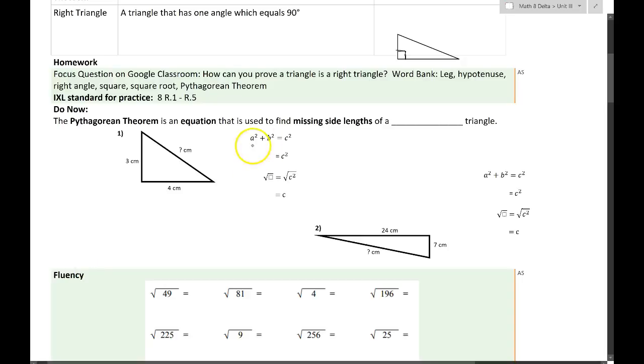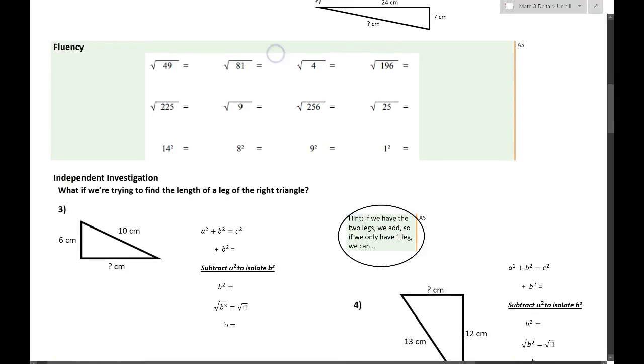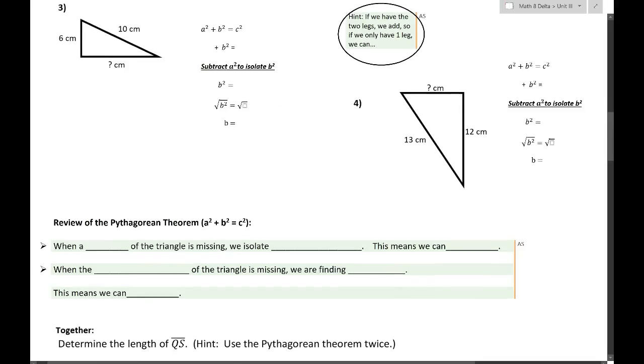So we take them, we're going to fill in the two values. We'd say 3 squared plus 4 squared is going to equal c squared. Now, if we solve for that, we find out 25 is equal to c squared. We square root that and we find out c. So that's really helpful when we don't know the hypotenuse.